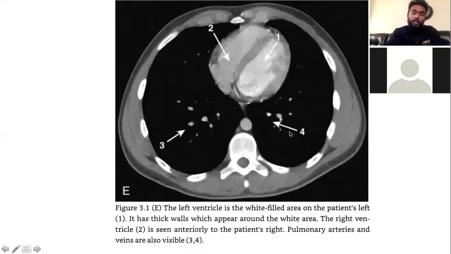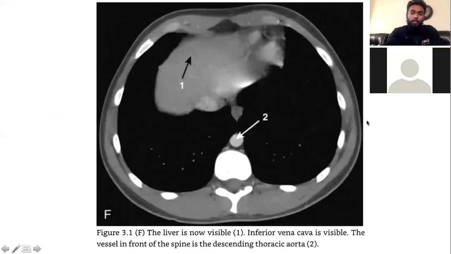So anything you see lit up like that is pulmonary arteries and veins. And then at this point, this is the liver. We're really deep down, and then this is the descending aorta. So just know these few slices for CT, and you'll be very good.